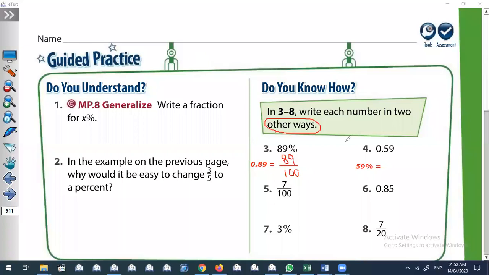What about the fraction? The fraction is very easy. Write 59 up, and instead of percent, it will be 100 down.